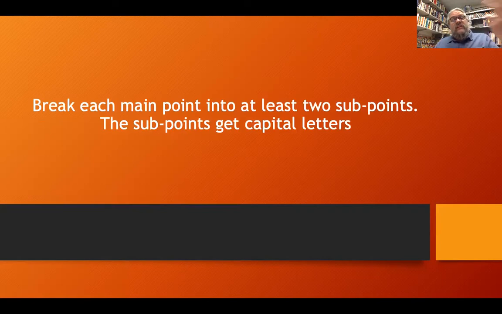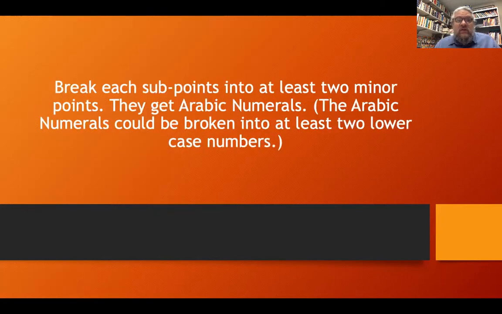And then you're going to break each of those points down into at least 2 separate ideas, and each of those subpoints gets a capital letter. So you've got Roman numeral 1, capital A, capital B, Roman numeral 2, capital A, capital B. If you're going to break it down beyond that, that's great. You can do that with Arabic numerals, numbers 1, 2, etc., below the capital letters. Roman numeral 1, capital A, Arabic numerals 1 and 2.